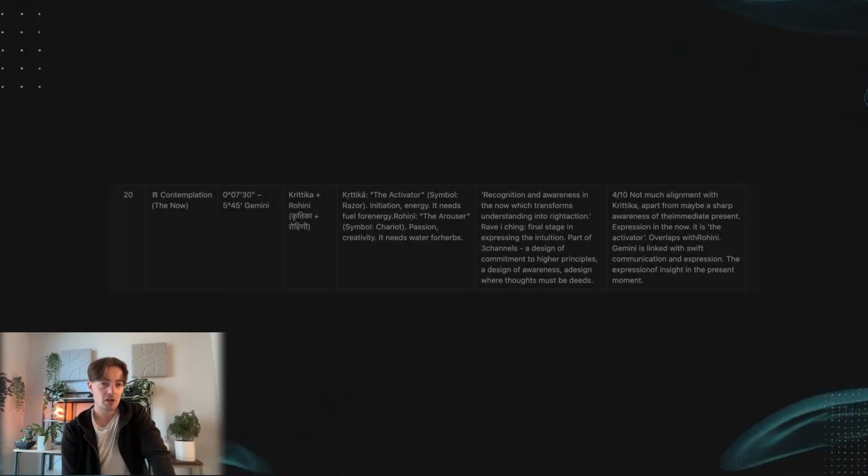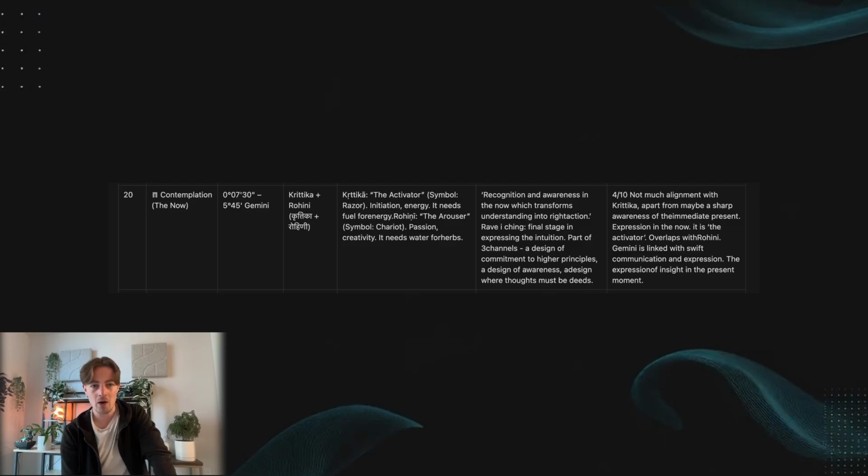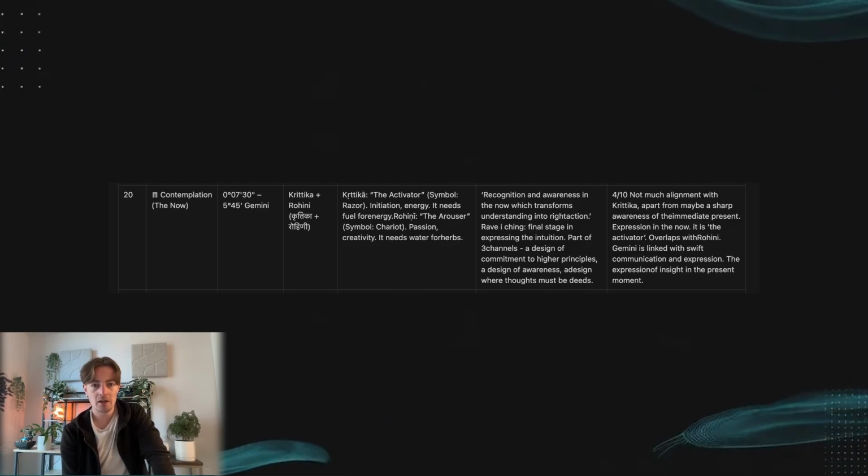Gate 20, Contemplation, the gate of the now, going from around the beginning of Gemini to 5 degrees Gemini. We're in the Krittika Nakshatra, but it also crosses over into the Rohini Nakshatra.